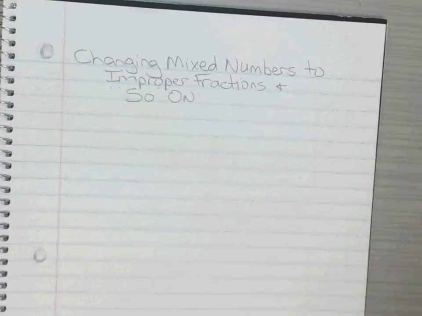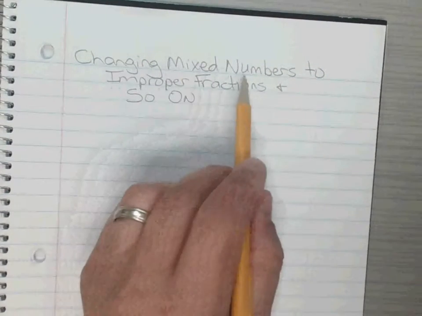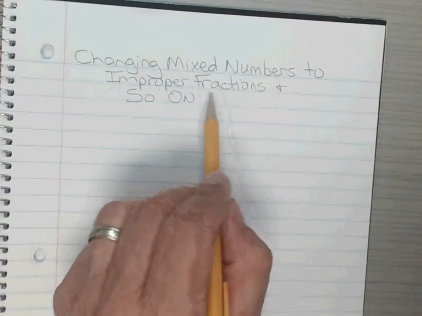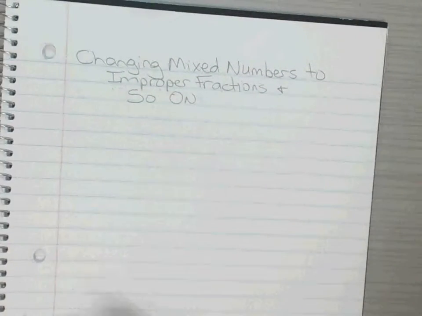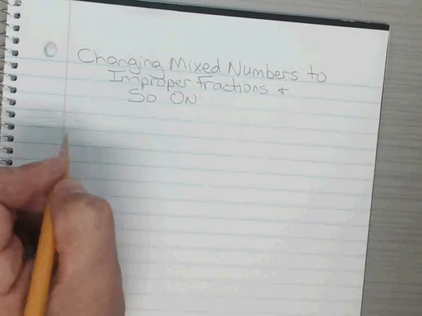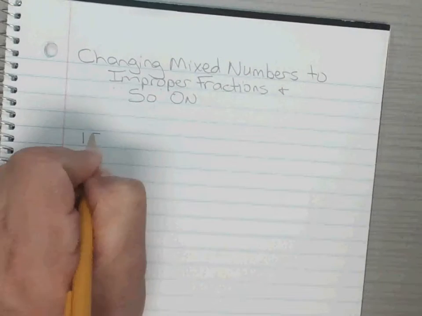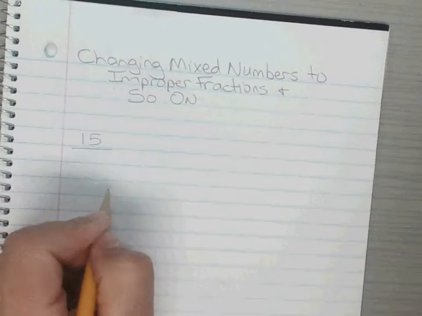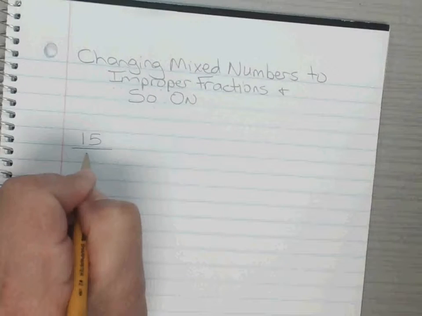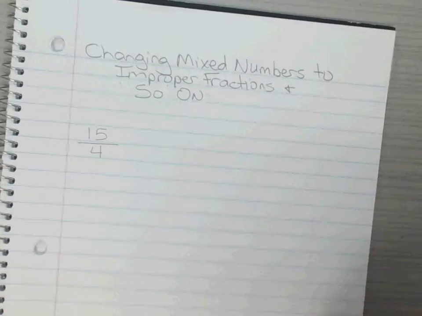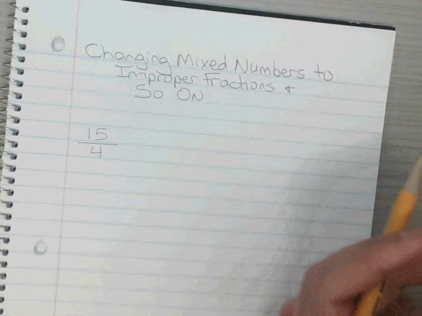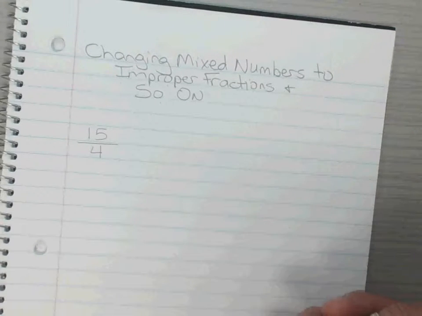I'd like to do a quick lesson on changing mixed numbers to improper fractions and improper fractions into mixed numbers. So let's start with some improper fractions. Remember, an improper fraction has a larger numerator and a smaller denominator, like 15/4. And that's improper. And improper means does not look right, is not right, not correct. So let's change it into a mixed number.